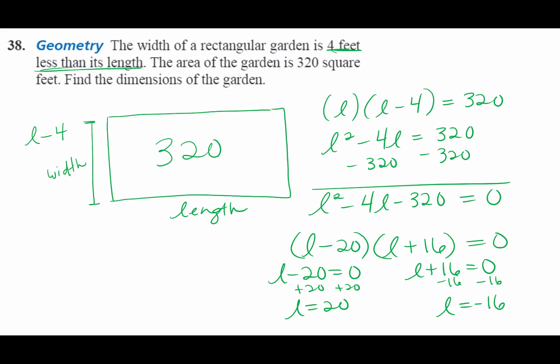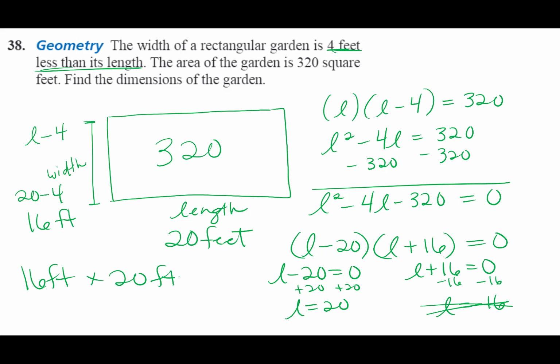L equals negative 16. We will throw out the negative answer because it does not make sense with our word problem. And we will keep L equals 20 feet. And that means our width is 20 minus 4, which is 16 feet. And so the dimensions of this garden are 16 feet by 20 feet.